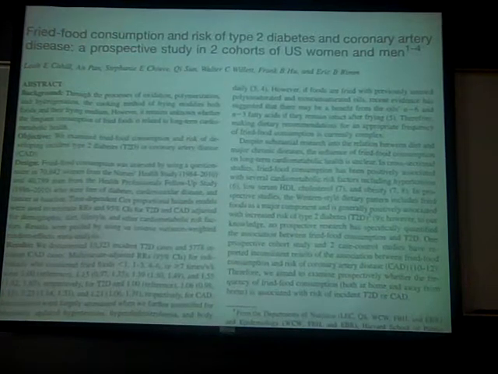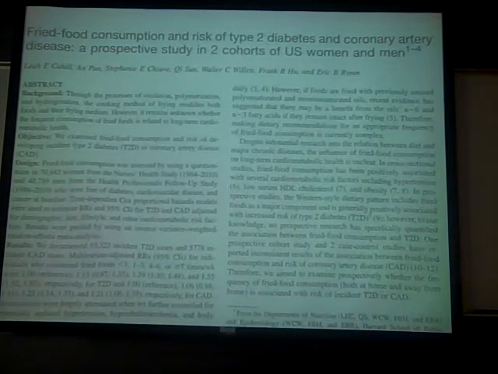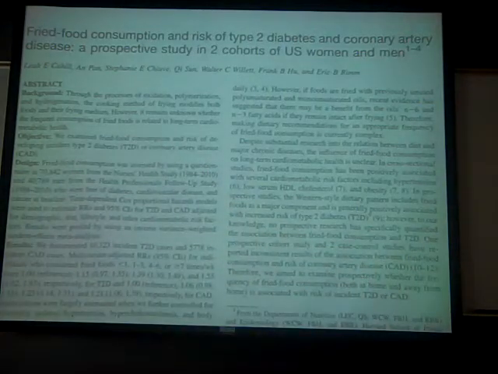What I do when I read an article is I read the title. The title can often be really informative because it can tell you what type of study it is, what my exposure is, and what my outcome is.